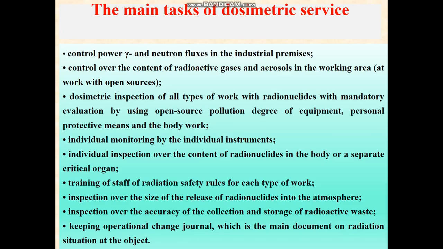Dosimetric inspection of all types of work with radionuclides, with mandatory evaluation, when using open sources, of the pollution degree of equipment, personal protective means, and the body. Individual monitoring by individual instruments. Individual inspection of the content of radionuclides in the body or a separate critical organ. Training of staff in radiation safety rules for each type of work. Inspection of the size of the release of radionuclides into the atmosphere. Inspection of the accuracy of the collection and storage of radioactive waste. Keeping an operational change journal, which is the main document on the radiation situation at the object.